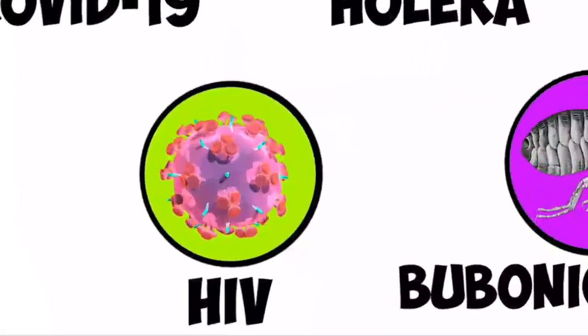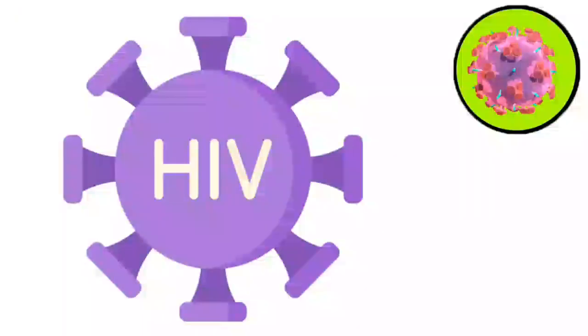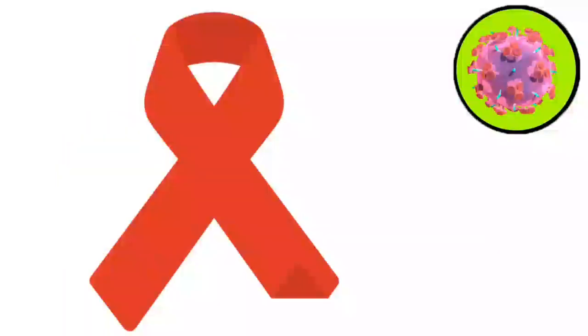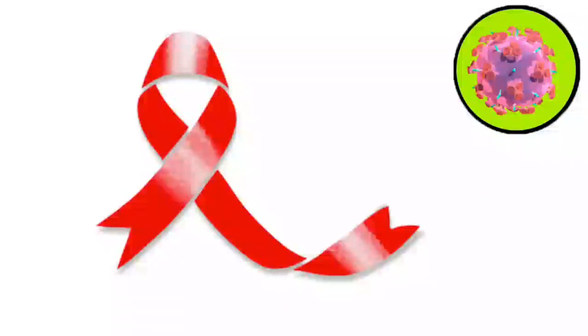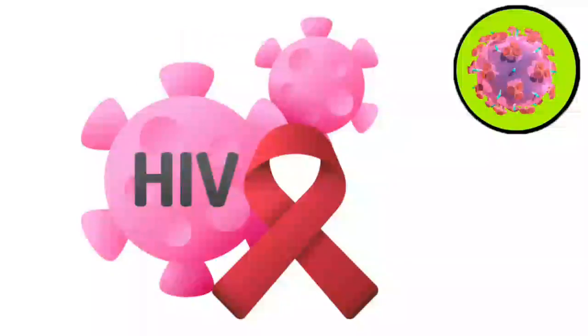The next disease is HIV. HIV, human immunodeficiency virus, is a virus that attacks the human immune system, reducing its ability to fight infections and disease. The illness caused by HIV is known as AIDS, acquired immunodeficiency syndrome, and it can lead to serious complications and death if left untreated.